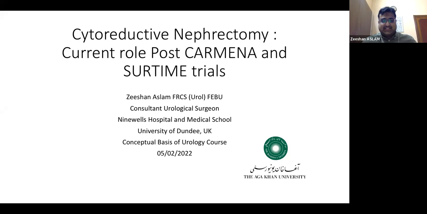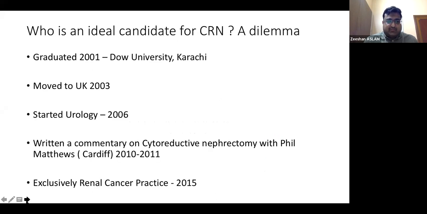That's what we are going to discuss today, and what kind of patients could benefit most. So as already introduced, I'm a consultant in Ninewells Hospital, a Dow Medical College, Dow University graduate. So these two trials, mostly CARMENA, will be the main topic today. Okay, right. So I think I'll move with this.